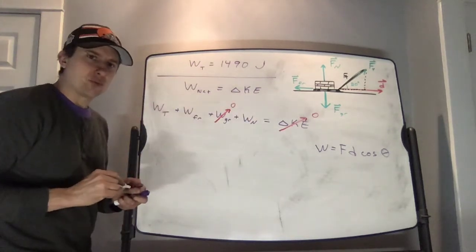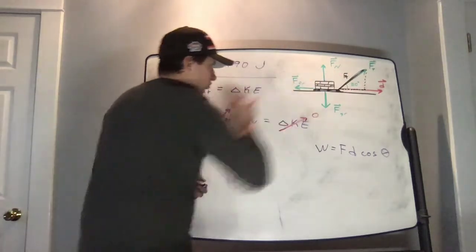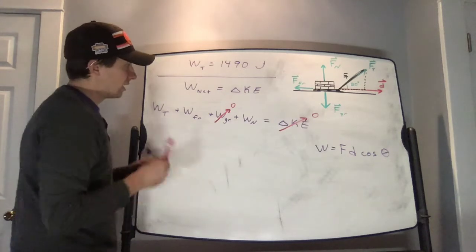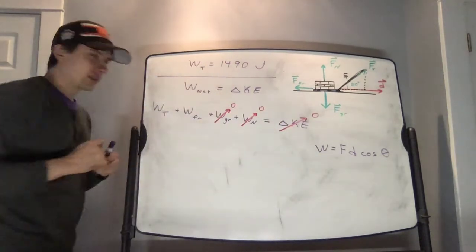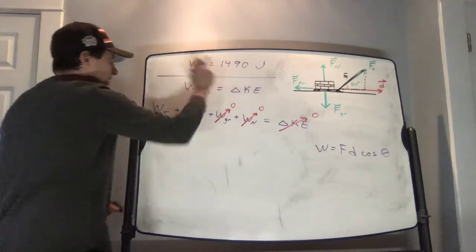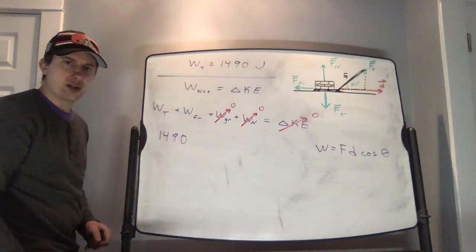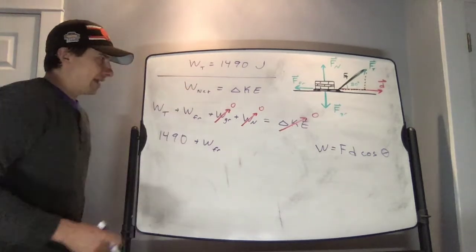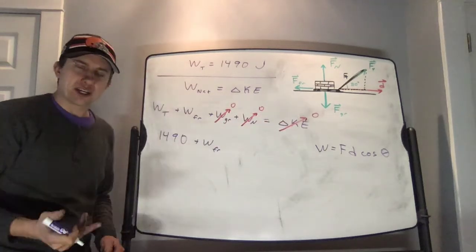And by the exact same reasoning, the normal force points straight upward, and the displacement is to the right. The normal force and the displacement are offset by 90 degrees, so the normal force will do 0 work on the sled. So let's look at what we're left with. The work done by the tension force we found earlier, that is 1490. The work done by friction, that's what we want, so I'm going to just write work done by friction. And then I get plus 0, and that is equal to the change in kinetic energy.